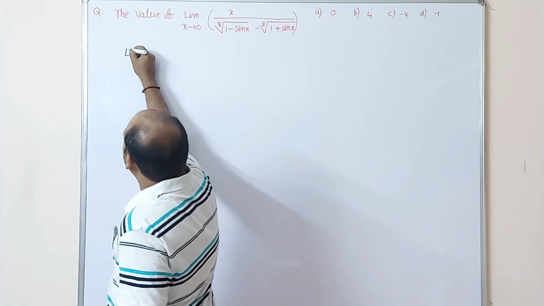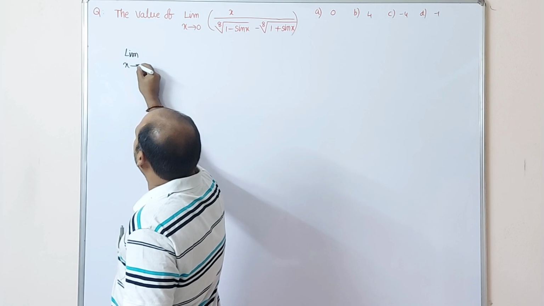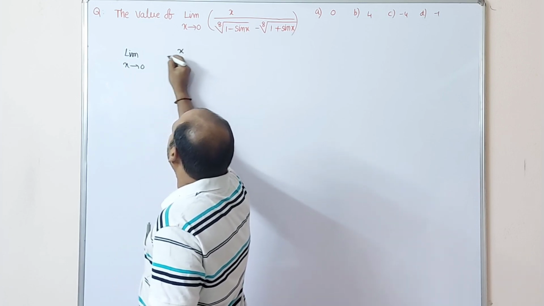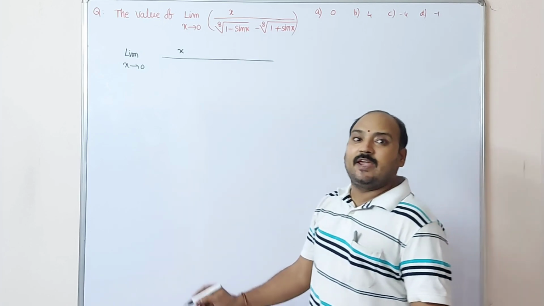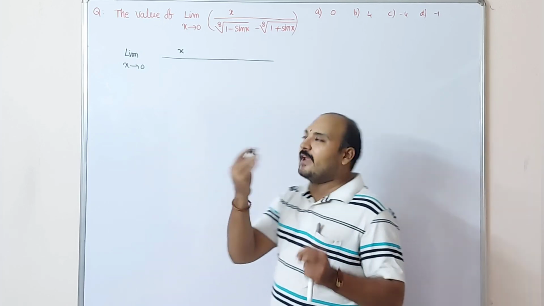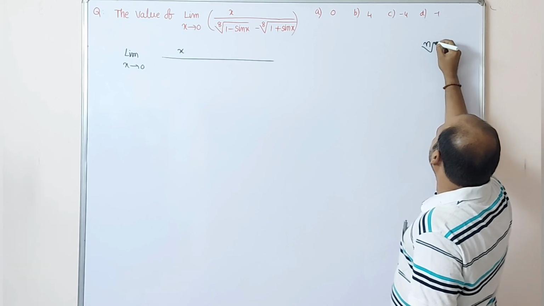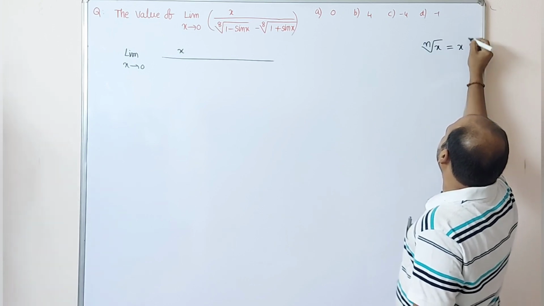Limit x tends to 0, x by 8th root of 1 minus sin x. 8th root means nth root of x. Nth root of x can be written as x power 1 by n.